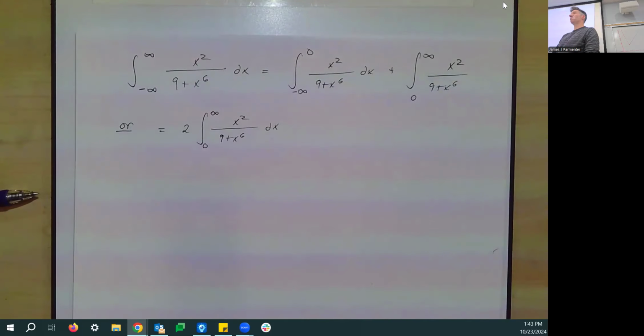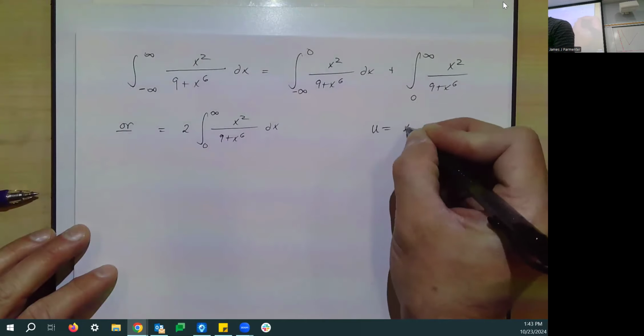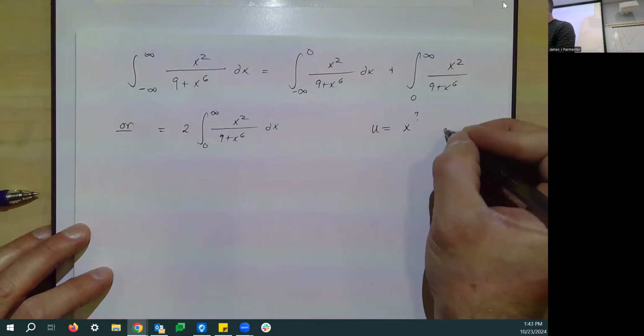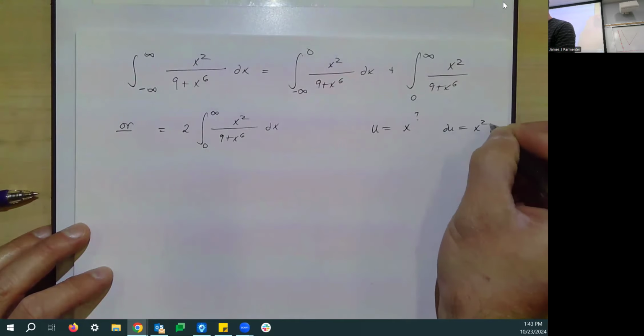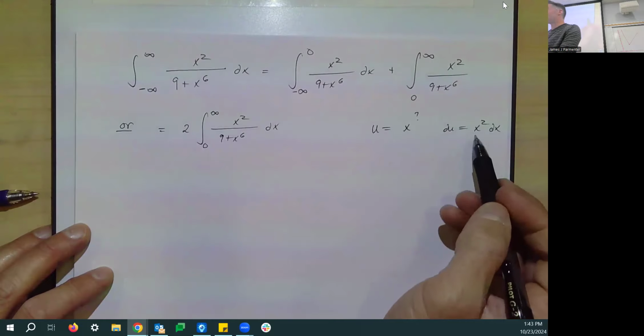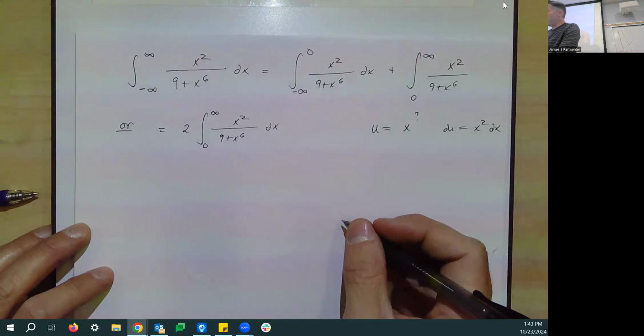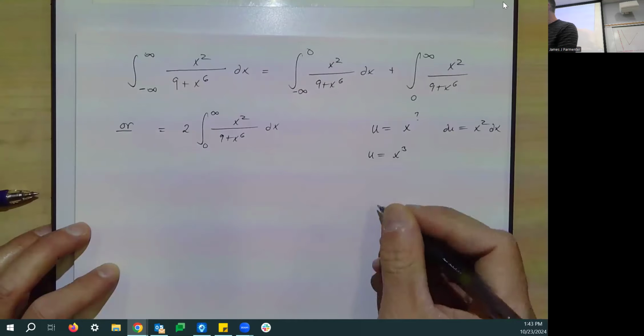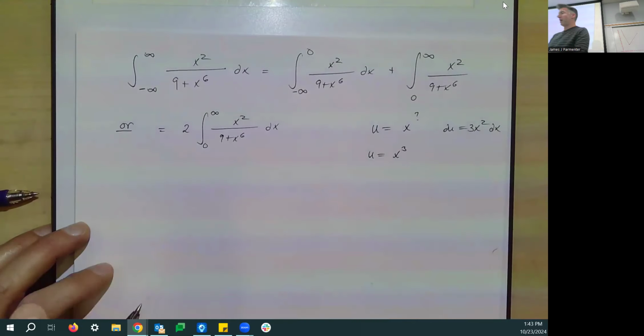X to the what? What x to what power? If I took the derivative, it would be essentially x squared. I want my derivative to be x squared, maybe with a coefficient. What power do I need here so that my derivative is x to the second power? Right, I need x to the third. So if u is x to the third, my du is going to be 3x squared dx.